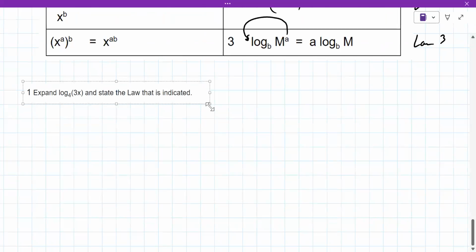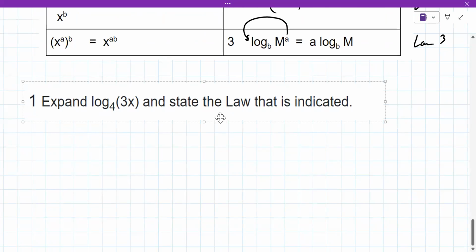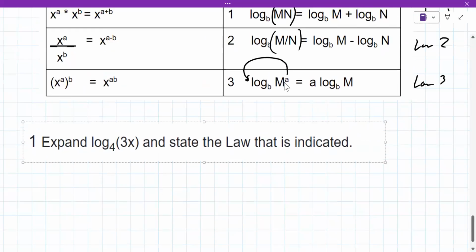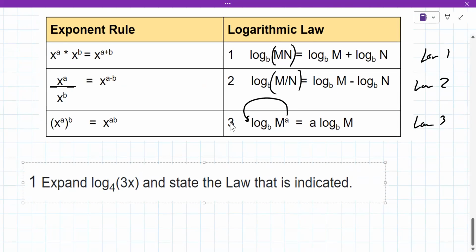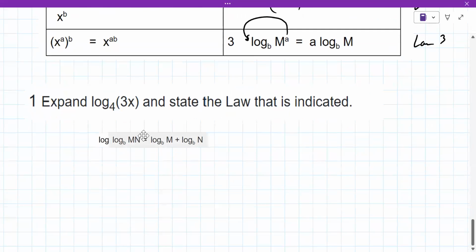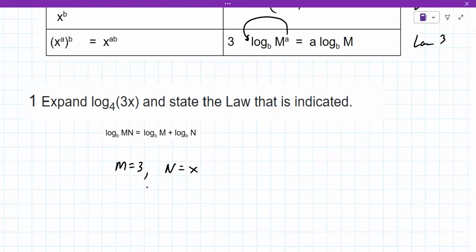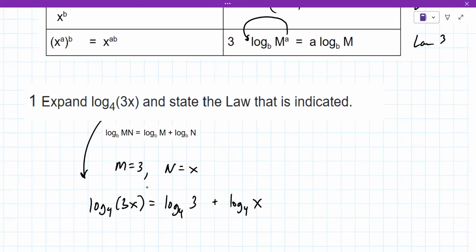Problem number 1. It says expand log base 4 of 3x and state the law that is indicated. So the 3x is this m times n. In your problem, M is really 3 and n is really x. So the log base 4 of 3x becomes log base 4 of 3 plus log base 4 of x.